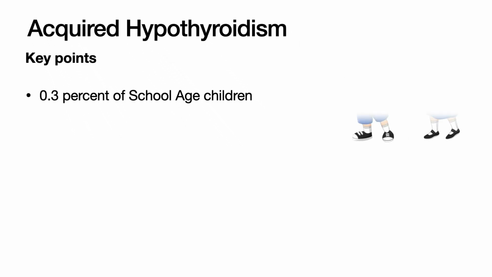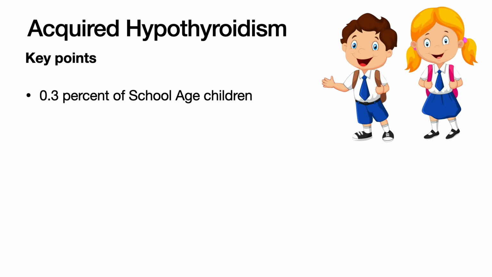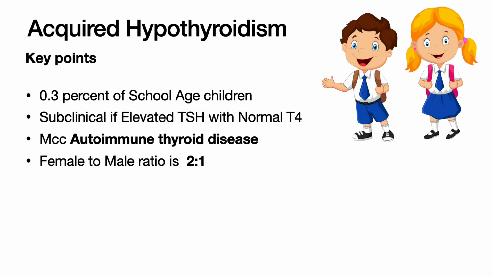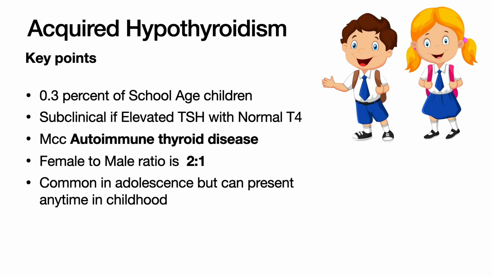Now let's see another topic, acquired hypothyroidism. Acquired hypothyroidism is seen in 0.3% of school age children. There are many subclinical cases which are diagnosed as elevated TSH with normal T4. The most common cause is autoimmune thyroid disease. It is more commonly seen in females, in a 2:1 ratio, and it is common in adolescence but can be present any time in childhood.